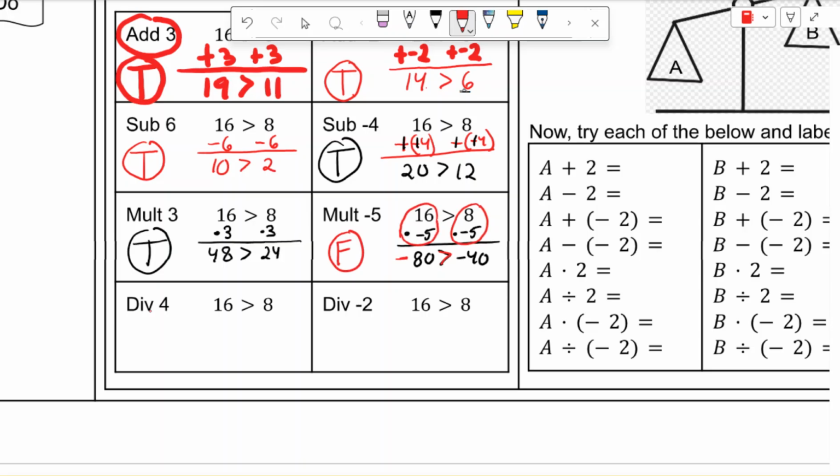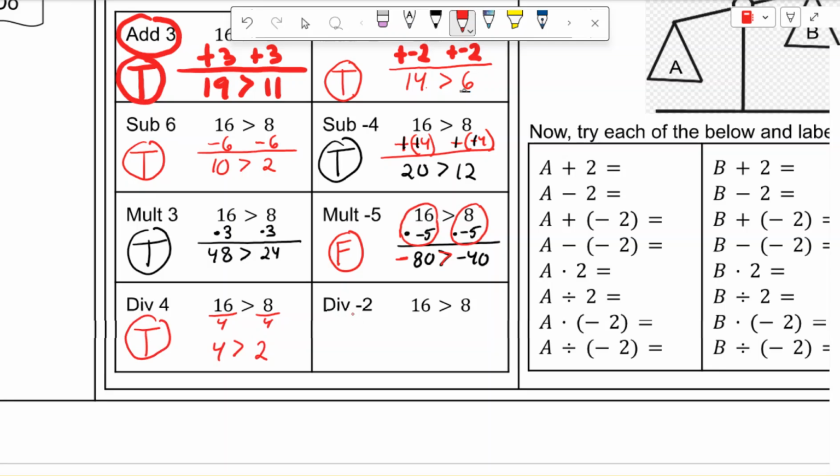Now we're going to try to divide both sides by a positive 4. We're going to divide this one by a 4 and divide this side by a 4. 16 divided by 4 is 4. 8 divided by 4 is 2. Bring down the sign, and it is still true that 4 is greater than 2. So back to a true statement.